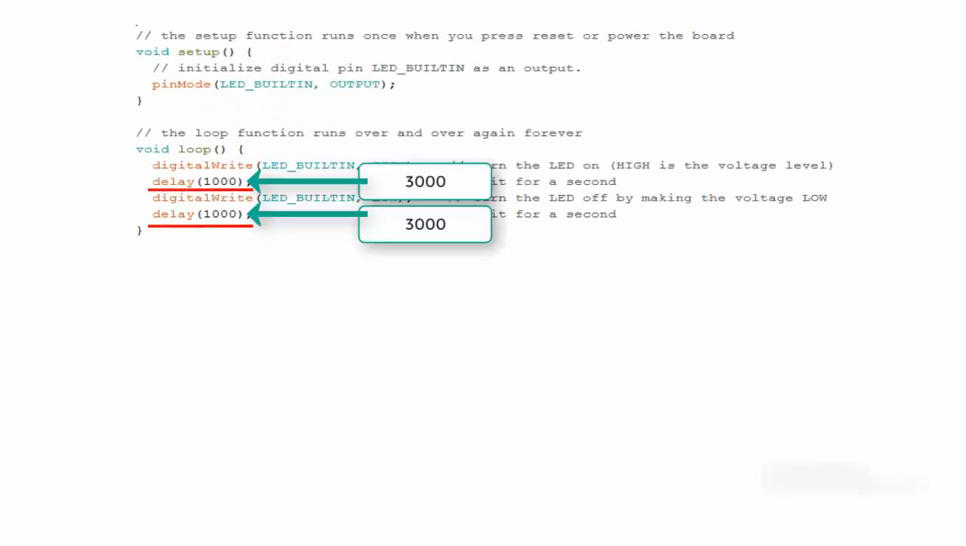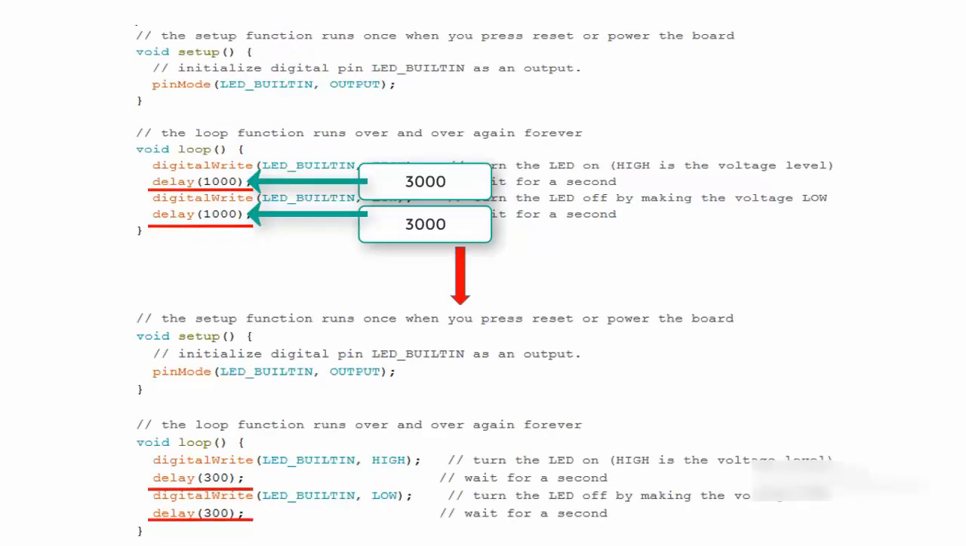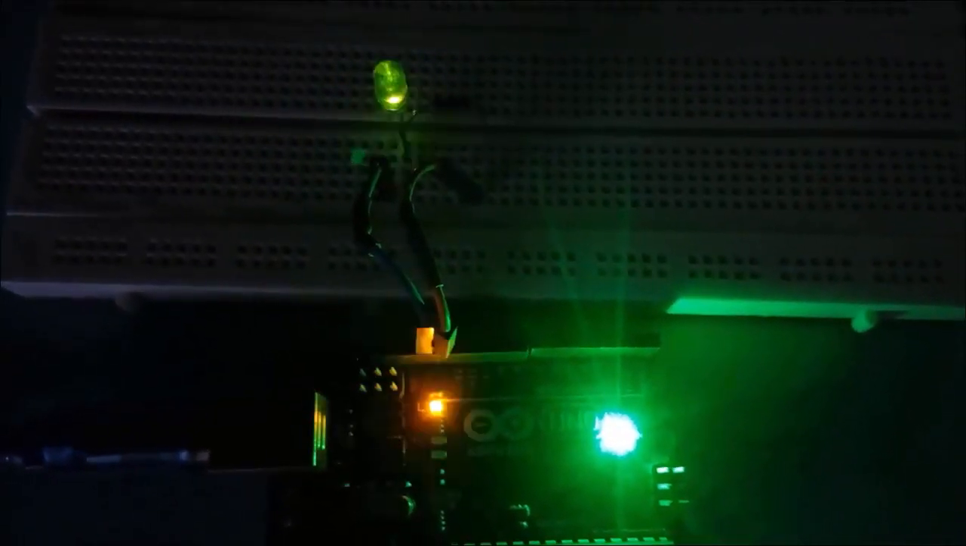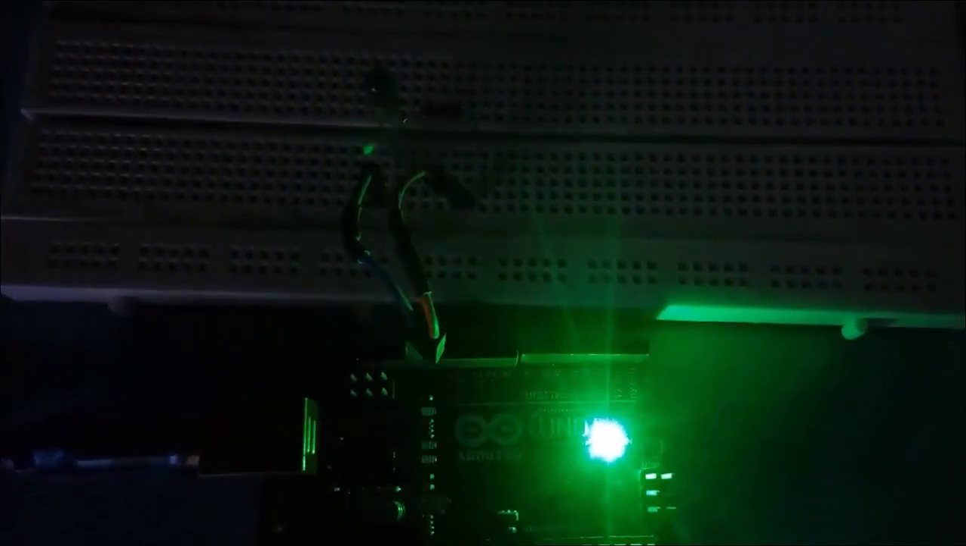Let's change the delay from 3000 millisecond to 300 millisecond. Now you can see that the LED is blinking faster.